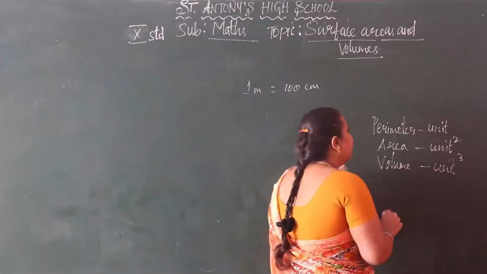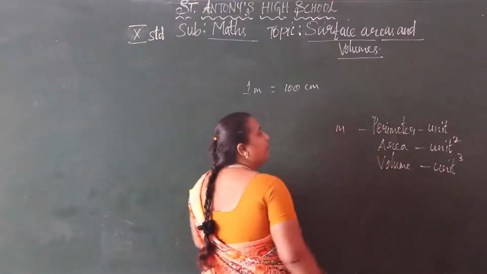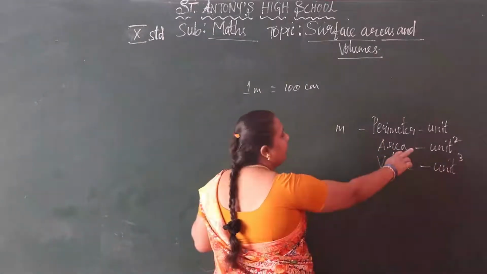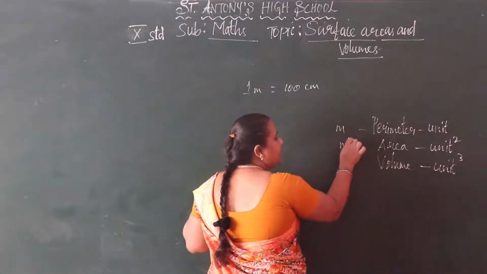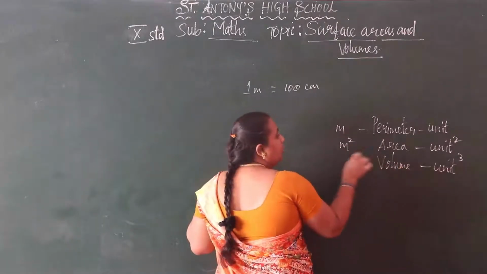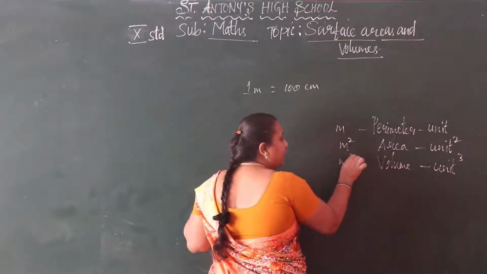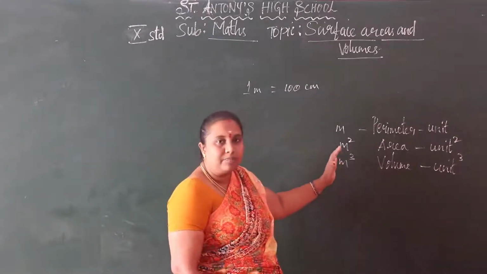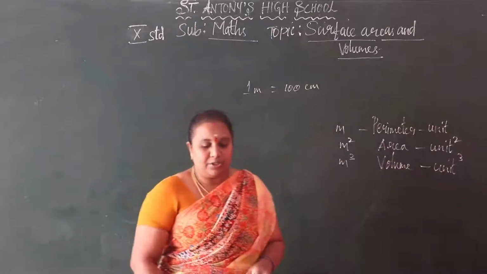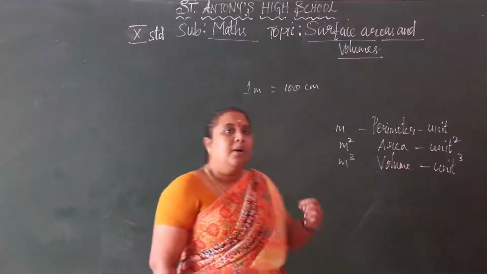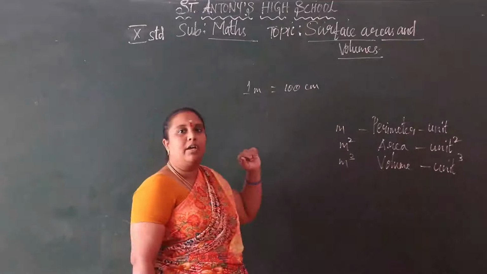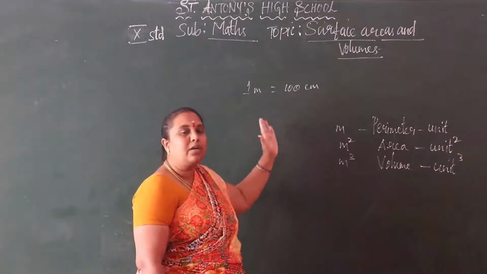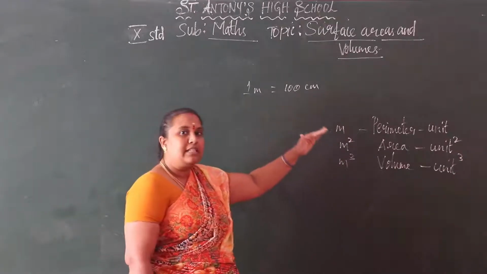So if we have a meter, meter we write in the perimeter, and in area we write unit square, so that is meter square, and in volume unit cube, that we can write as meter cube. So this is the conversion of the measurements. Here, how to convert the meter into meter square? 1 meter equals 100 centimeter. We have to convert this meter into centimeter.